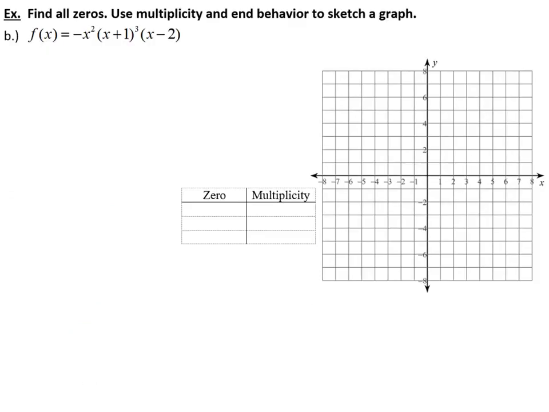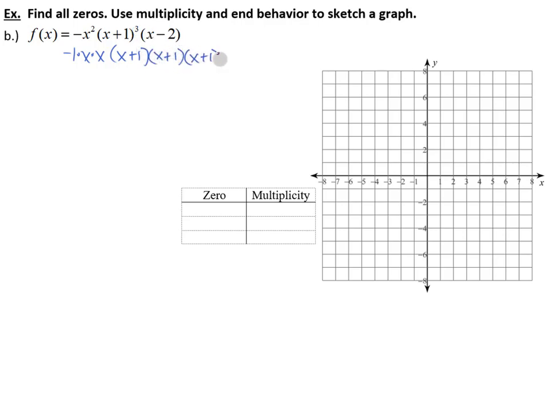Okay, let's do one more example. Of course, we'll do more of these in class. Find all zeros, and then again, use multiplicity and end behavior to sketch your graph. So first thing, let's write these out. That's what they really mean. This is like negative 1 times x, right? Even x squared, you can think of as x times itself twice. Then we have (x plus 1) cubed, which means times itself 3 times.